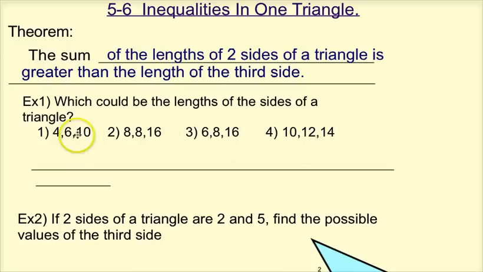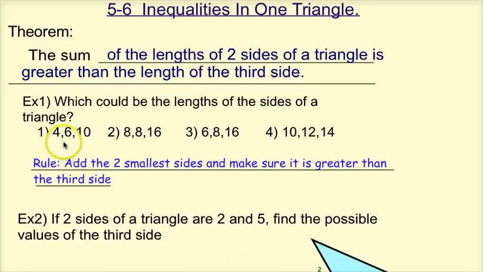If you actually physically measured out 4 inches and 6 inches and 10 inches and tried to make them into a triangle, it just won't work. So the rule that you can remember is all you have to do is add the two smallest sides and make sure that it's greater than the third side, because the rule says the sum of the lengths of two sides of a triangle is greater than the length of the third side.